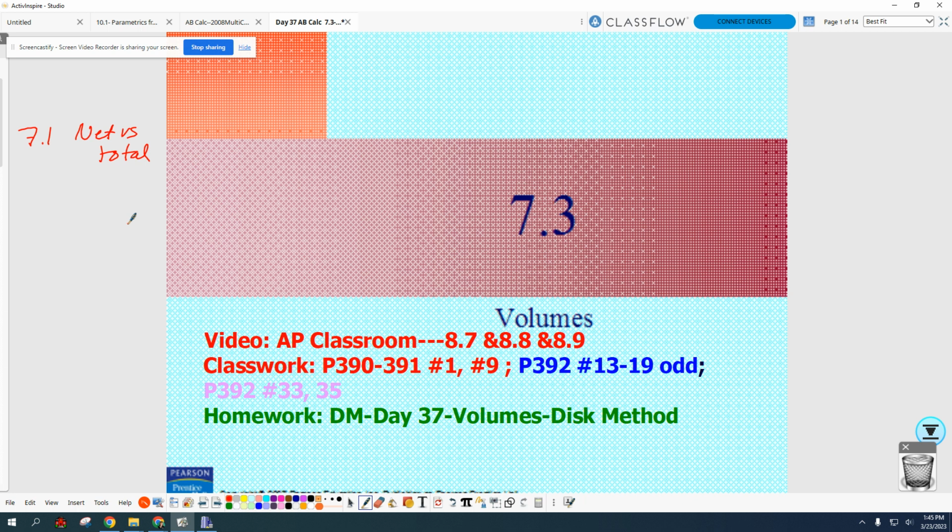7.1 was on net versus total. By that I mean integrating from A to B. The velocity is how much did your position change over that amount of time. And total is if you did the absolute value of that, and be very careful with your absolute value bars, that's what your Fitbit tracks. So even if you ran around the track 8 times and your displacement is 0, you actually ran 2 miles. So that's 7.1.